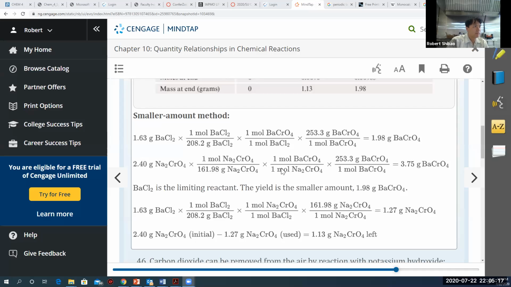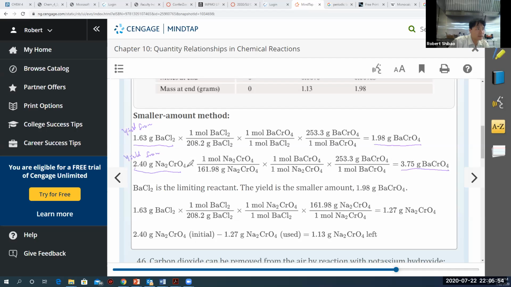The smaller amount method is I do the yield from barium chloride, 1.63 grams of barium chloride. So the first part is determine the yield from 1.63 grams of barium chloride. If I figure out the product yield, I should get 1.98 grams of barium chromate. And then I figure out the yield from the other reactant, 2.40 grams of sodium chromate, and it yields 3.75 grams. And then I compare the two.